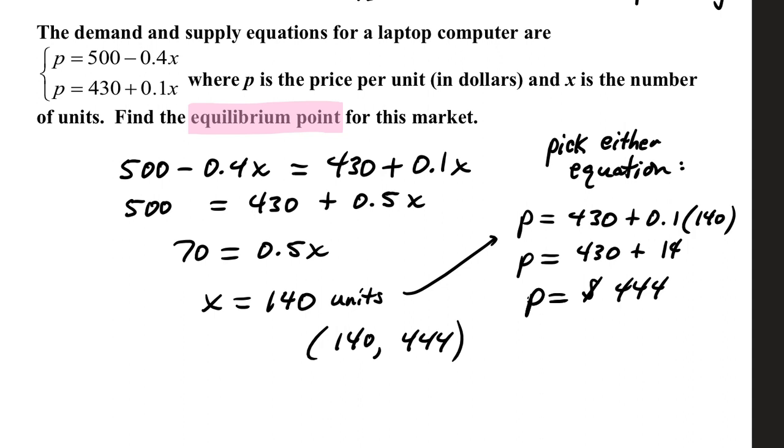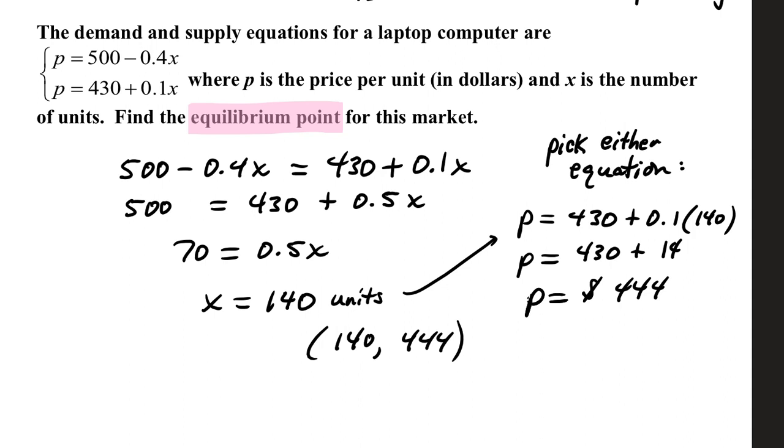The demand and supply equations for a laptop computer are given. P is the price per unit in dollars, and X is the number of units. Find the equilibrium point for this market.